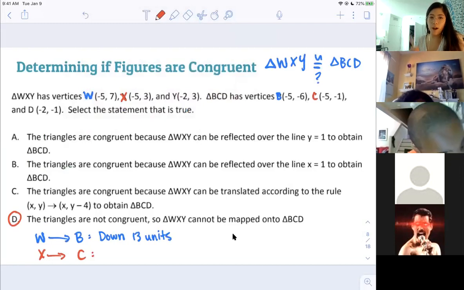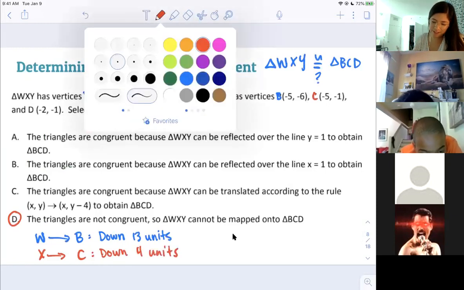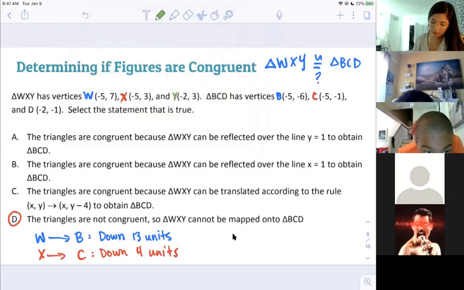So since the Y is the one that's changing, we know it's going up or down. We start at 3 and we end up at -1. So how many units did it go down? Down 4 units. And then Y versus D, how do I go from Y to D?